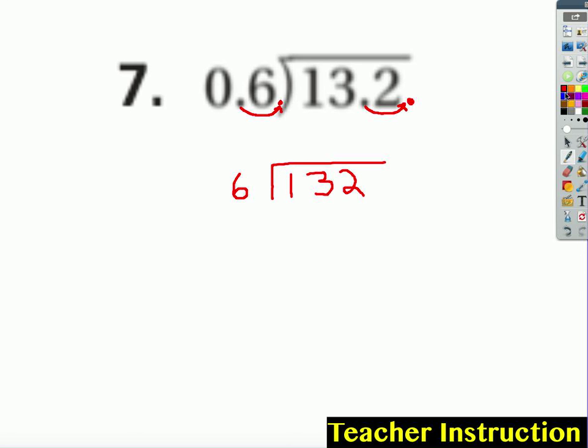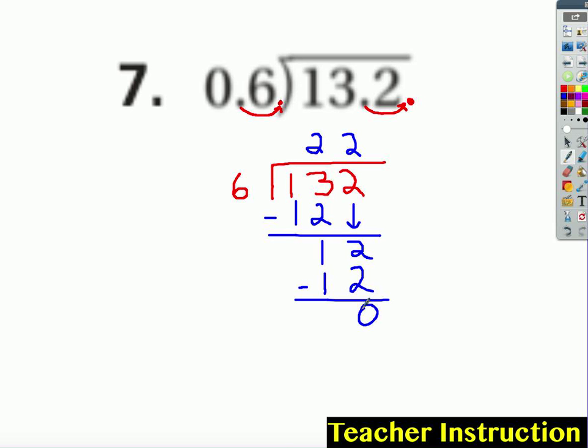Okay? So division part, we should be pretty good at this by now. 6 can't go into 1, but it can go into 13 how many times? Twice, which is 12. And when we subtract, we get 1. I check. That's smaller than my divisor. Now I bring down. And if I bring down, I got to divide again. 6 into 12 goes 2 times, which is 12. 0 left over. Now, my answer is not 2.2. My answer is just 22.